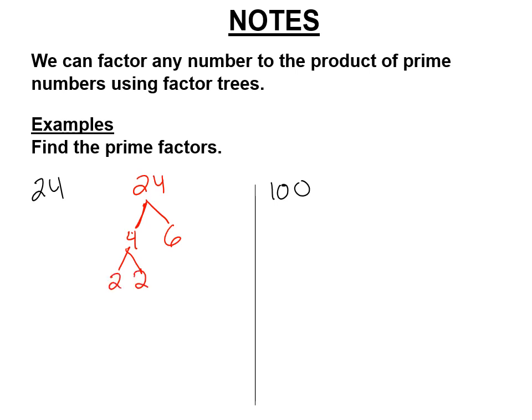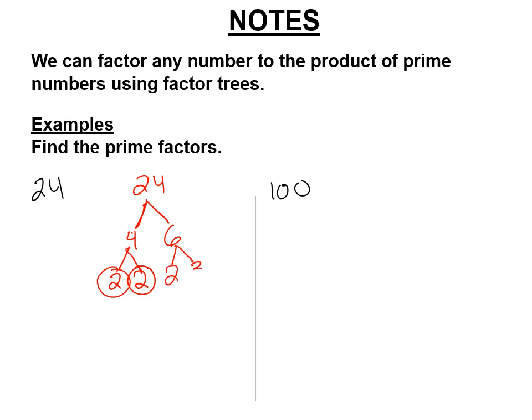2 times 2 is 4, and both 2s are prime. So that's a bottom. Once you reach a prime number, you stop the tree there. But we still have 6 to do. 6. How do you multiply to make 6?